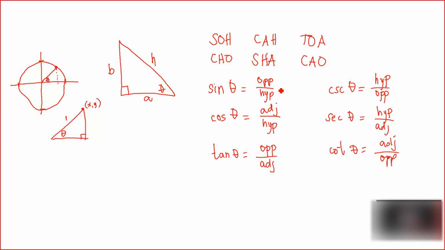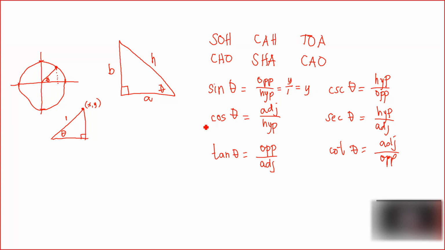Okay, so you have y, and then the hypotenuse is 1, so that is y over 1. Therefore, sine theta is always the y coordinate of the point.